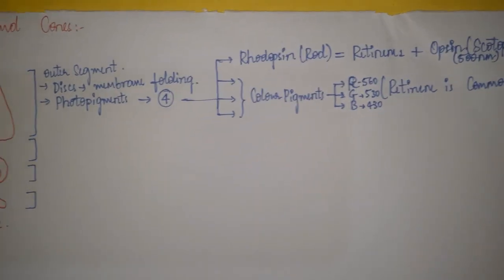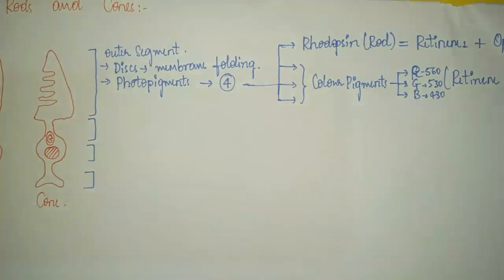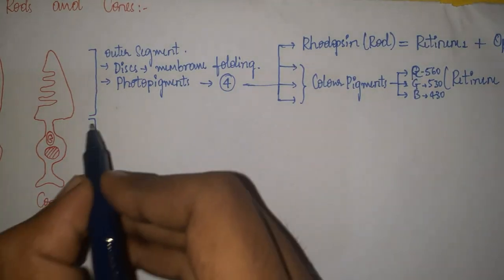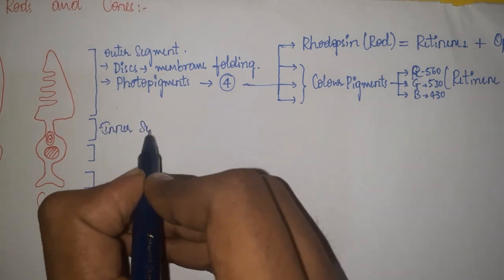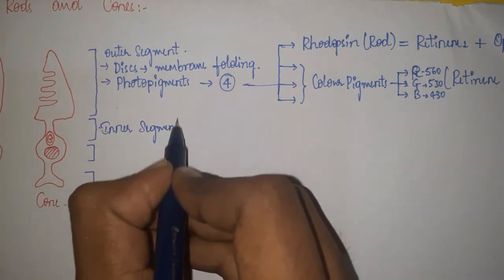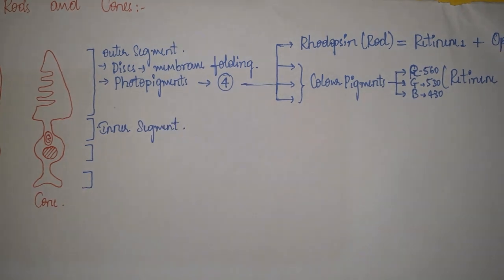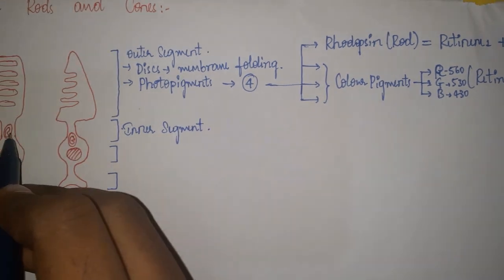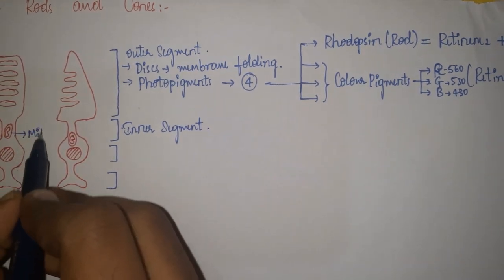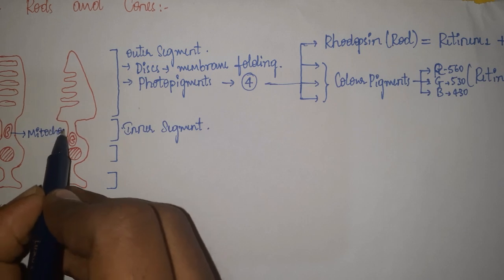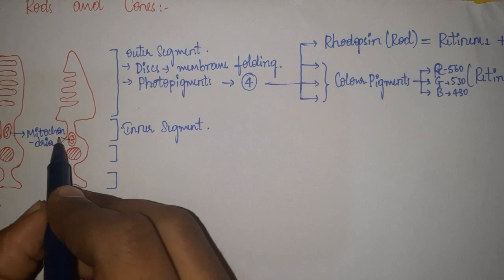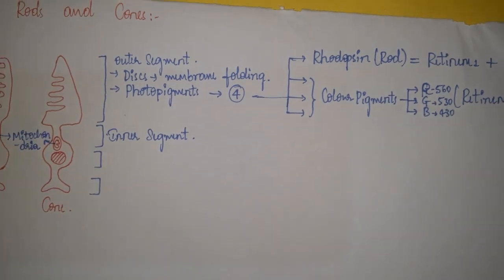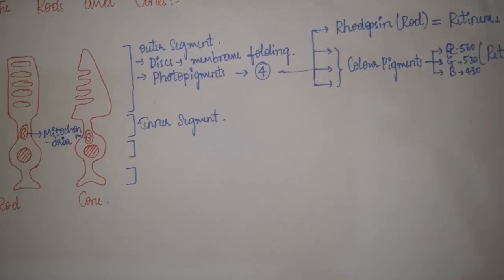Now, the outer segment is over, and this is the inner segment. The inner segment is nothing but the usual cytoplasm, containing cell organelles, particularly mitochondria, because these are necessary for what? Energy for these photoreceptors. This is the inner segment.